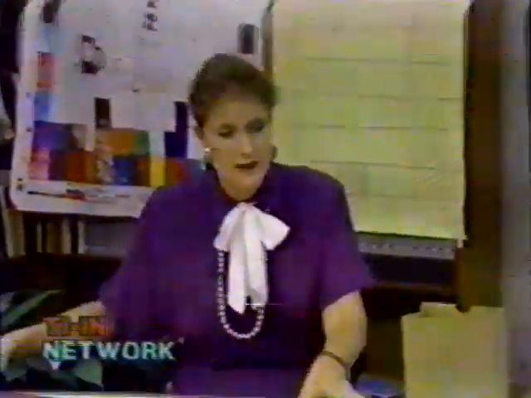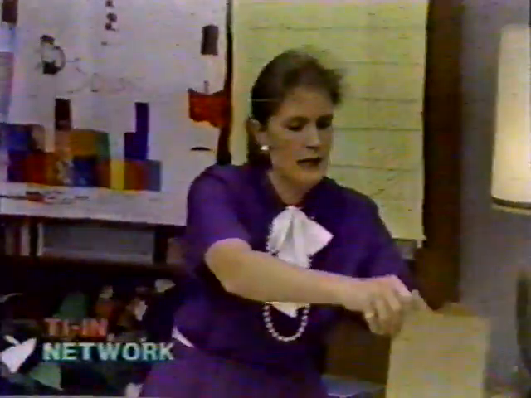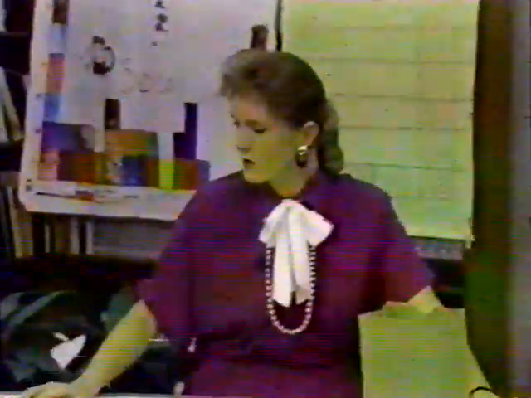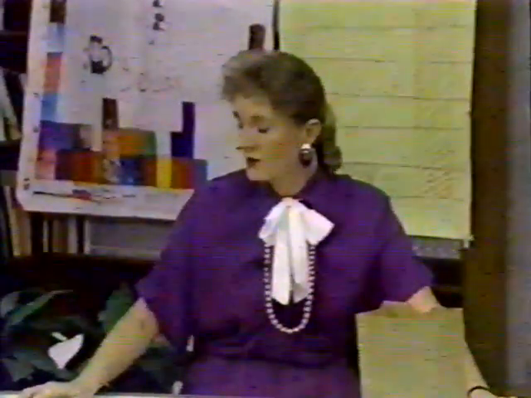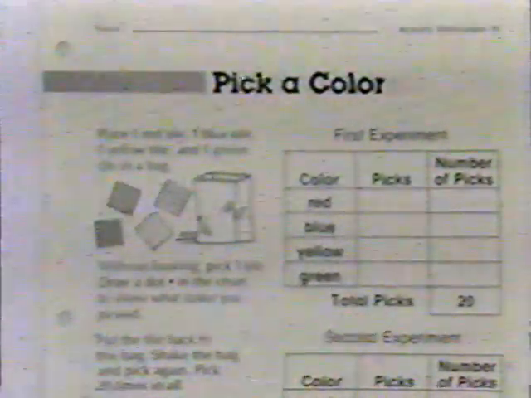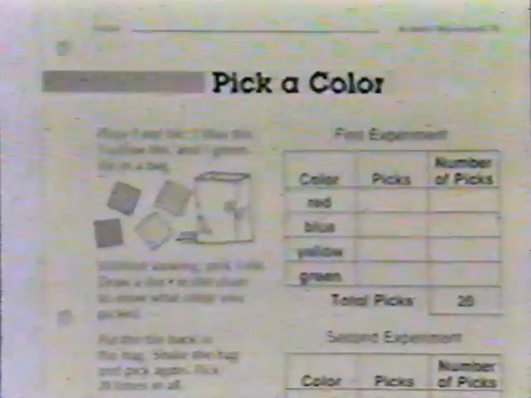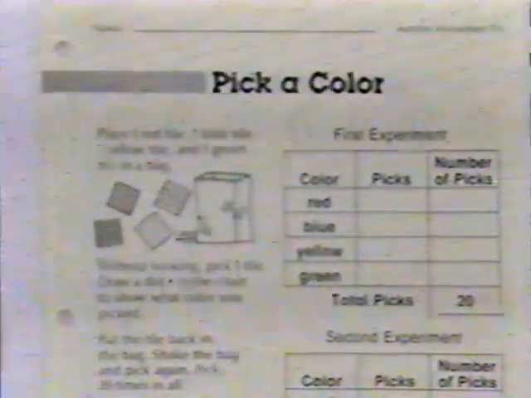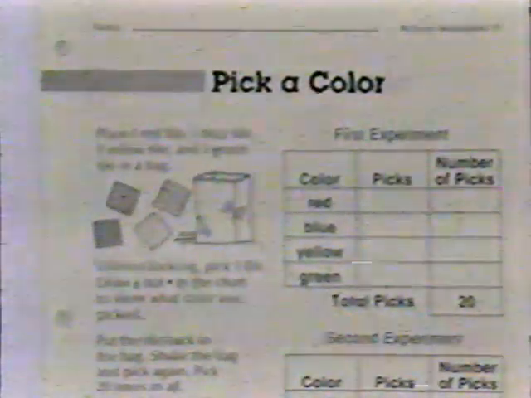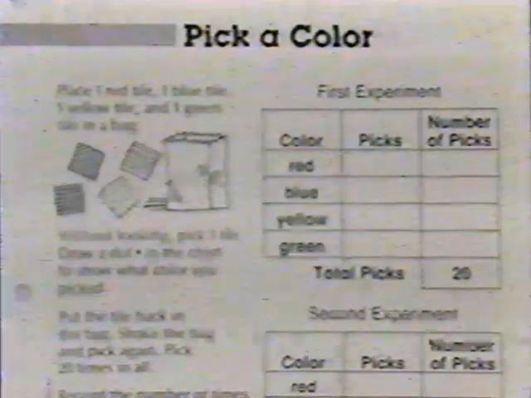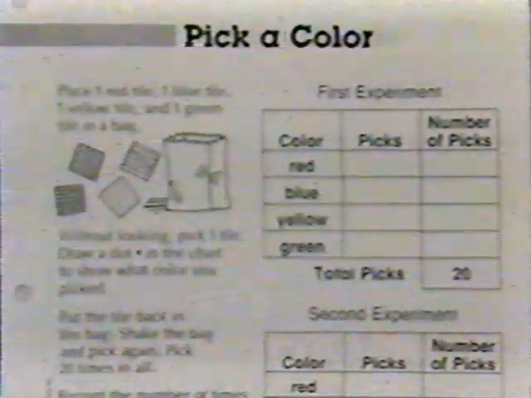The next activity that I want to go through is pick a number. Now this does come from a worksheet. Pick a color, pardon me, pick a color. And this is a really good activity because it works with probability and having them make some predictions. First, you place a red tile, a blue tile, a yellow tile, and a green tile in a bag. And I have done that in my bag, and I just went ahead and used Unifix cubes. Okay? And what they do is they pick one, and then they record their picks.